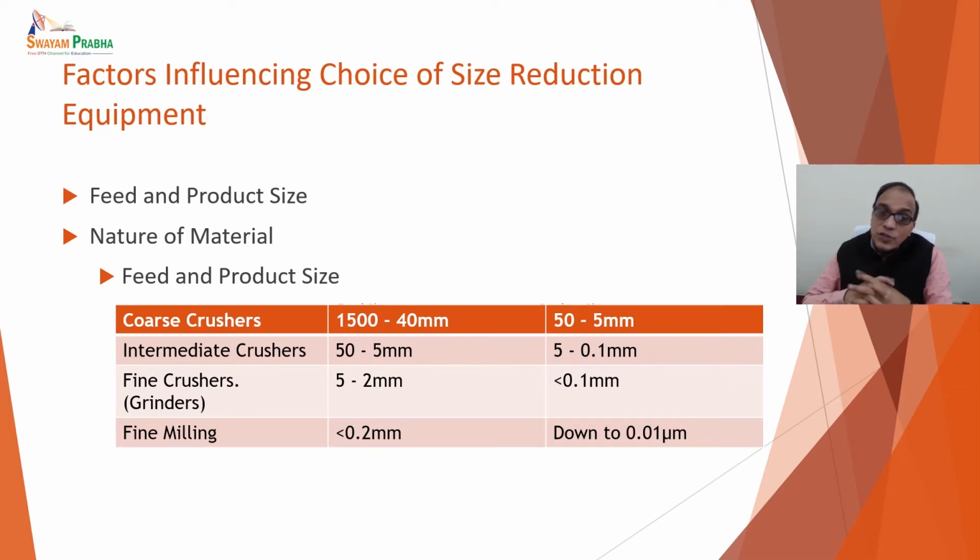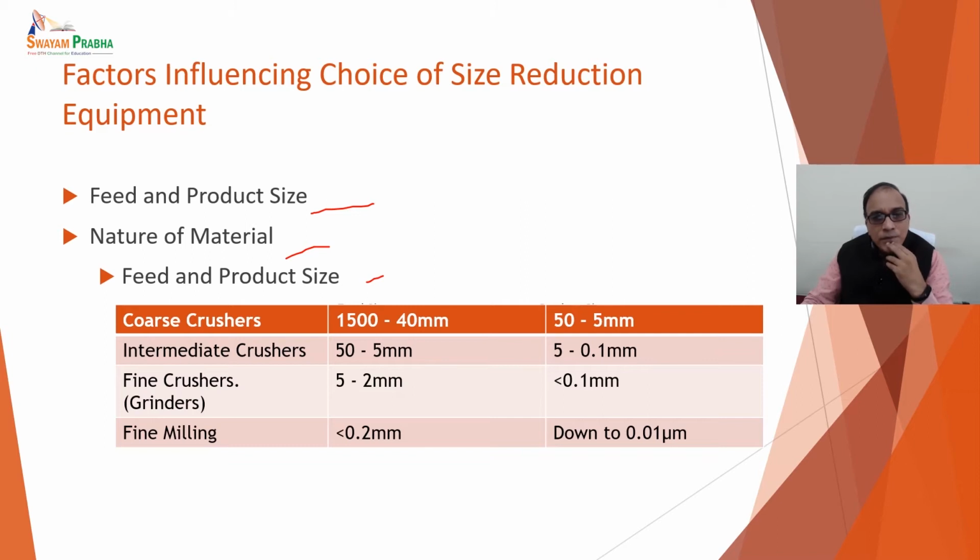Factors influencing the choice of size reduction equipment. Number one, feed and product size. What is the size of the feed? What is the size of the product? Depending on this, the size reduction equipment is selected. The second thing is the nature of the material. What kind of nature of material is it?